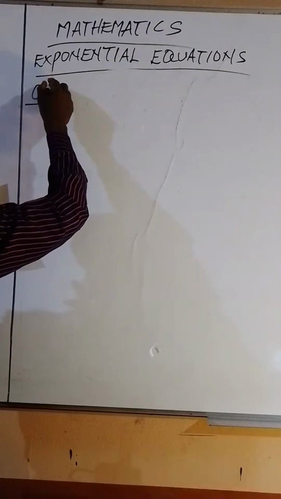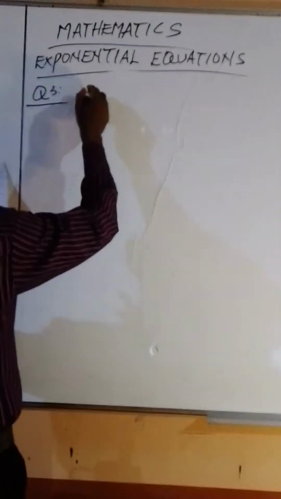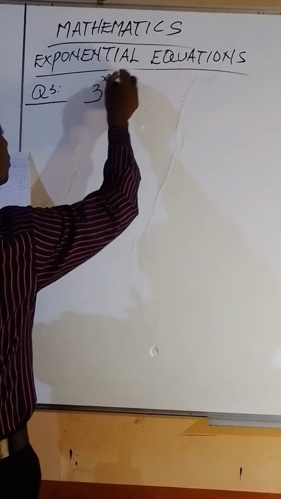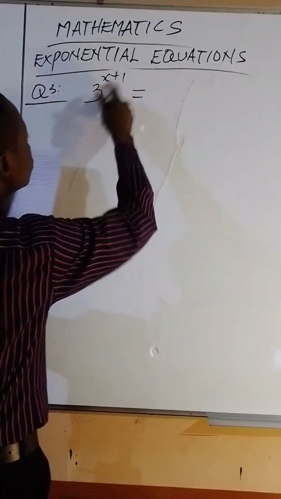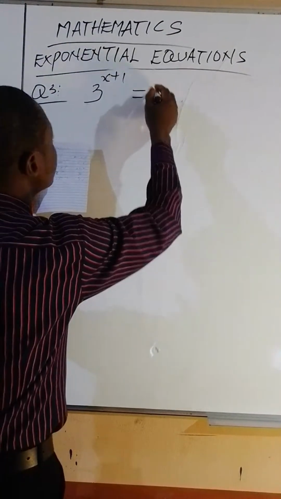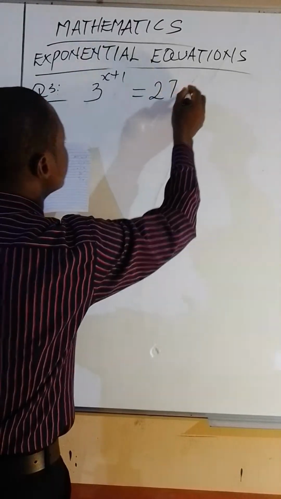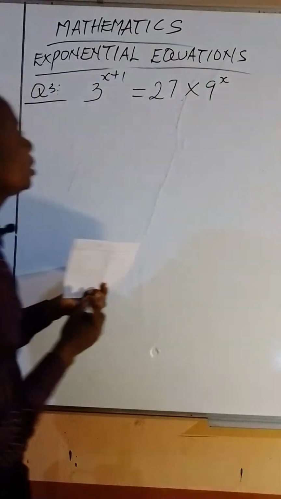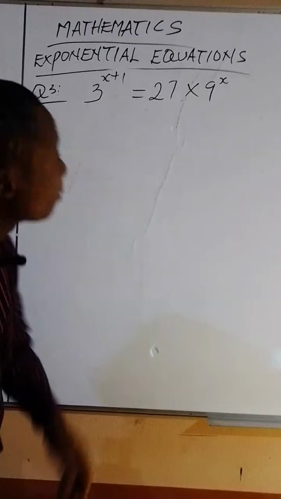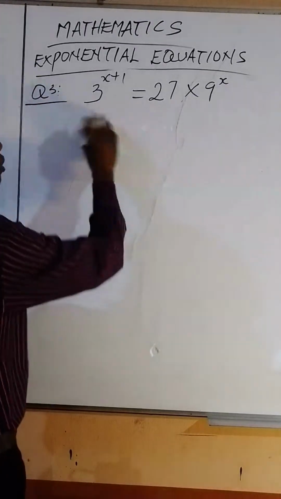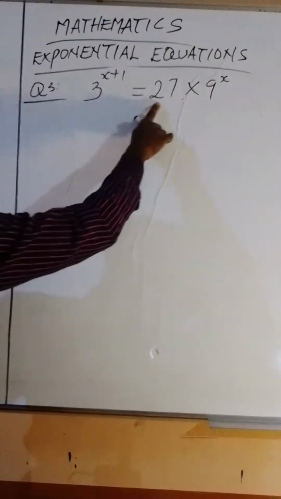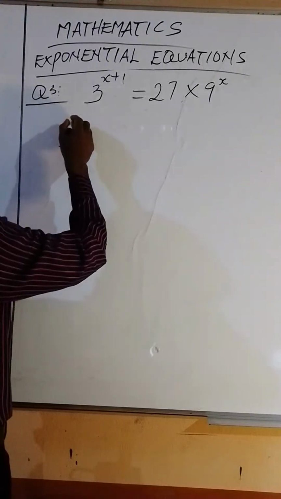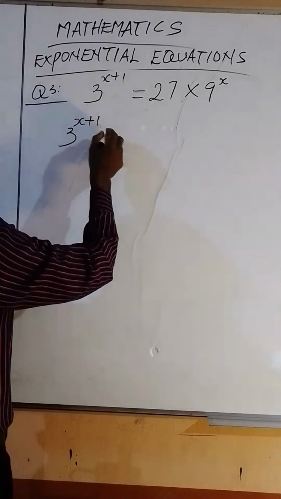Question number 3. We have 3 raised by x plus 1 equals 27 times 9 raised by x. So this is the third question. So we are going to do the same thing. Here, we make all the bases to be 3. Here is 3. So we are going to write 3 raised by x plus 1.